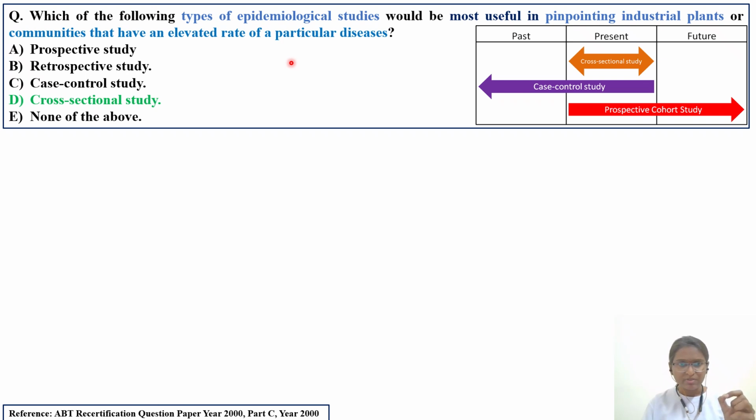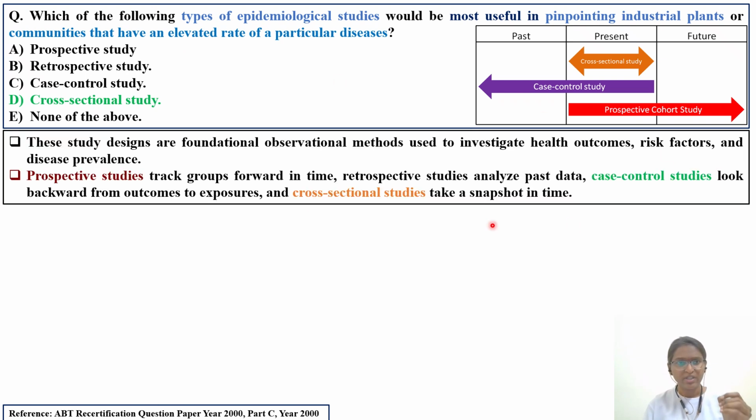So, from this question, we'll try to read each and every concept. What is prospective study? What is retrospective study? Case control study and cross-sectional studies. These study designs, meaning epidemiological study designs, are foundational observational methods. As I told you in previous videos also, you might have seen this comes under observational studies, either case control or retrospective, prospective cohort studies. So these are foundational observation methods used to investigate health outcomes, risk factors, and disease prevalence. Prevalence means at that particular point of time.